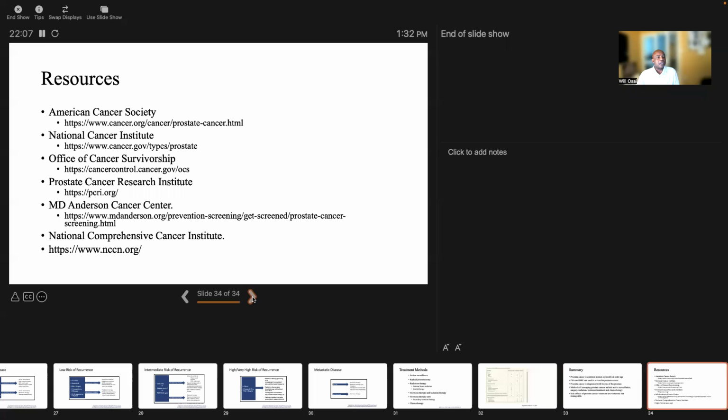MD Anderson Cancer Center, if you live in the Houston area, has a lot of information regarding the management of prostate cancer, as well as the National Comprehensive Cancer Network.